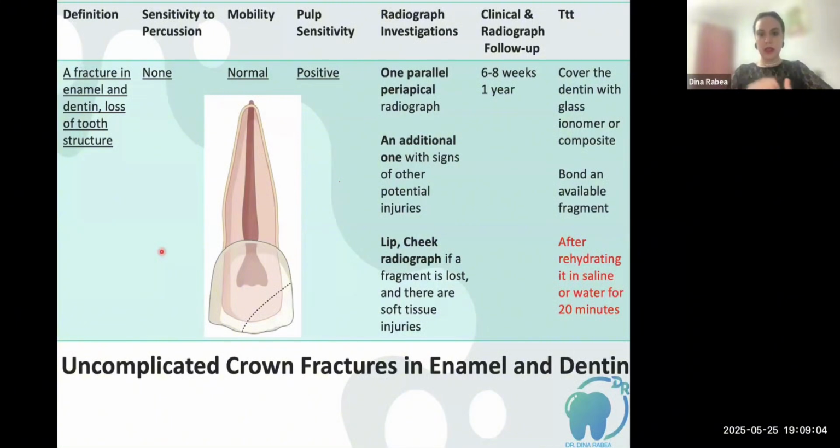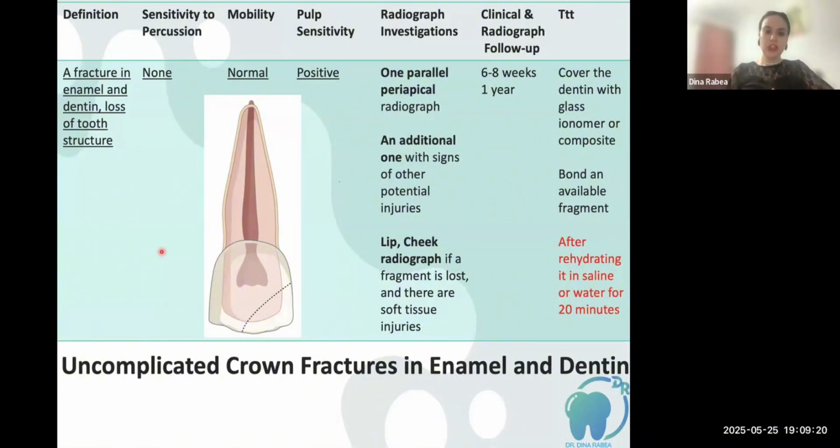fragment in a dry media, it gets so dry. So most of the time we need to rehydrate it with saline or water, to have the same color matching with the tooth upon bonding.